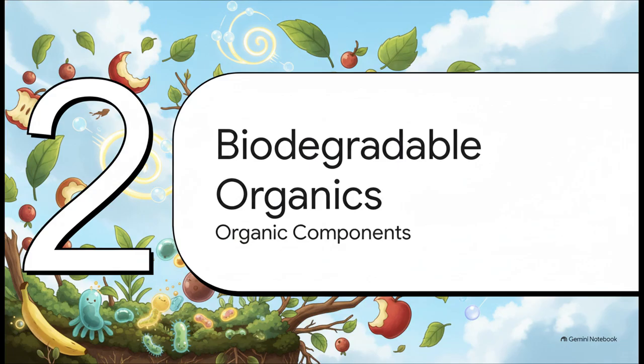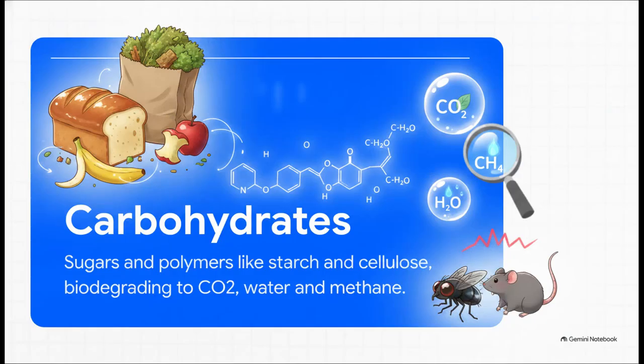Moving right along to Section 2, biodegradable organic components. Now, let's zoom in on the specific molecular families hanging out in our organic waste. The first big one, carbohydrates. You'll find these mostly in food scraps and yard waste. We're talking sugars and polymers of sugars, like starch and cellulose, with the general formula CH2O taken X times.